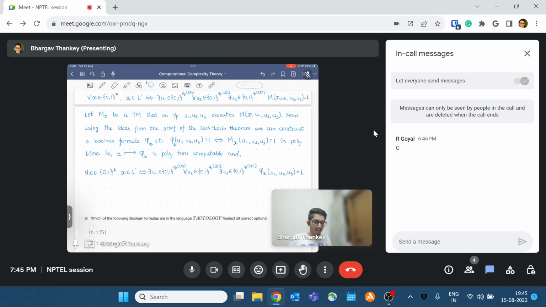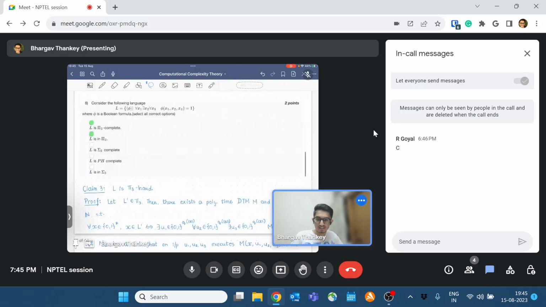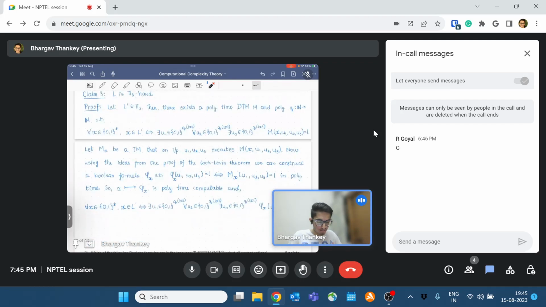Now this phi x is an instance of L. It's not exactly an instance of L; you need to write it in its Boolean form, but as a bit string. So is this fine, or should I go over some parts of this again? Yes, it's clear. The genesis is clear.